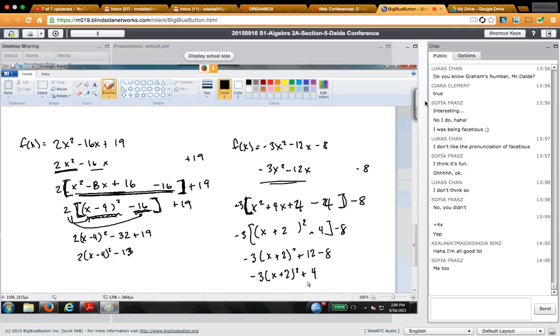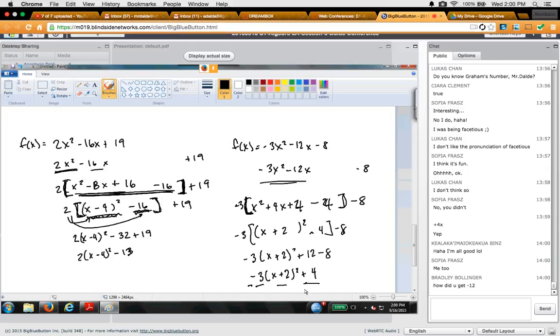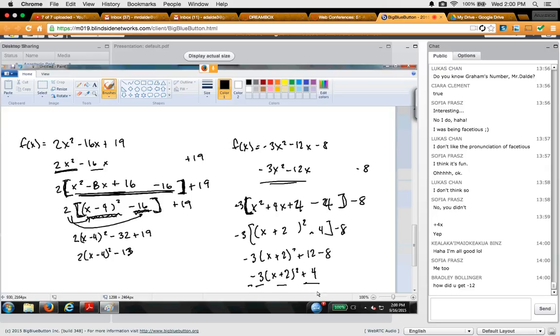This parabola is moved up 4. It's moved to the left 2 units. It is a sad face parabola that is vertically stretched. Yeah. That's it. All right. Class is dismissed. You guys can get out of here.